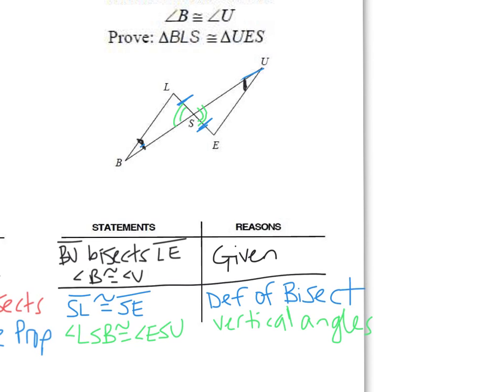Now if I look at my two triangles, I have angle, angle, side, angle, angle, side. So I can say that triangle BLS is congruent to triangle UES by angle, angle, side.